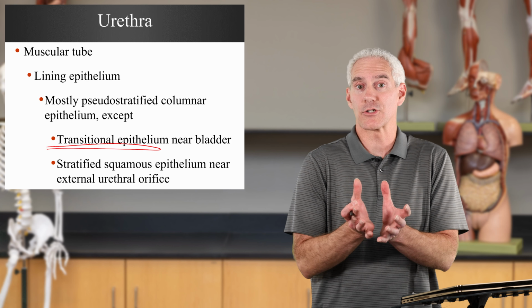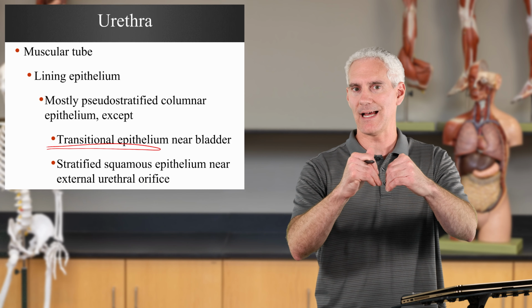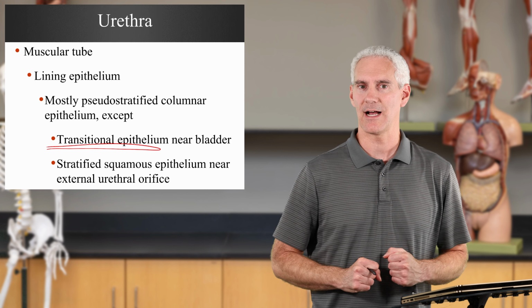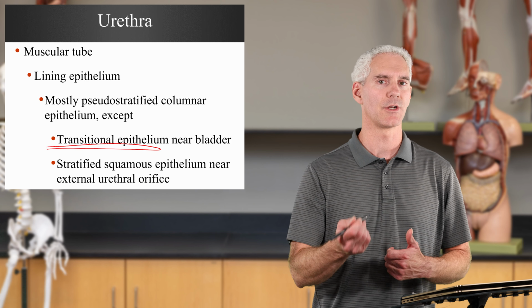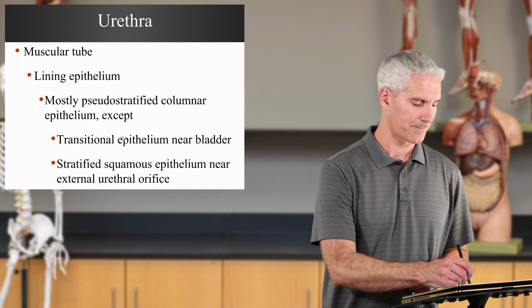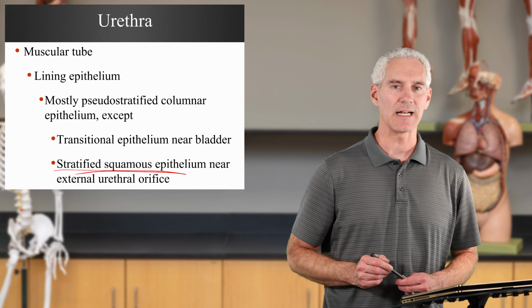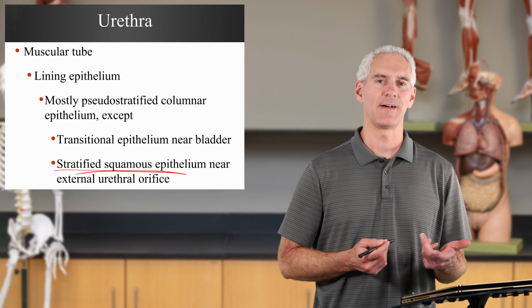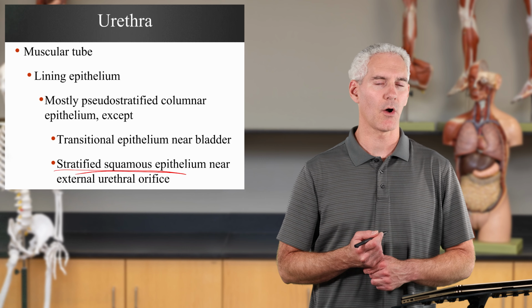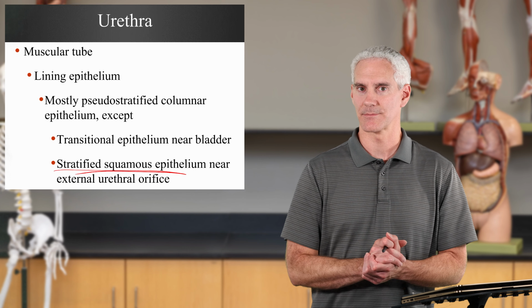Makes sense, the urinary bladder is completely transitional epithelium. So just as it comes out, that little opening as it comes out is also transitional before it switches over to pseudostratified columnar. And then at the very end, stratified squamous epithelium. This is now what's found at the external urethral orifice. It's basically where the urethra opens up to the outside environment.